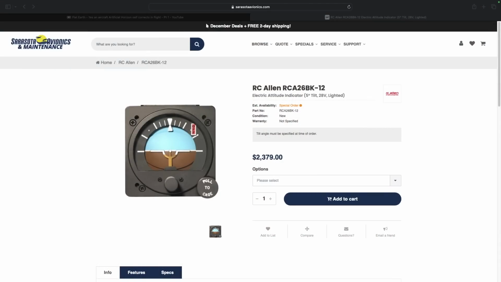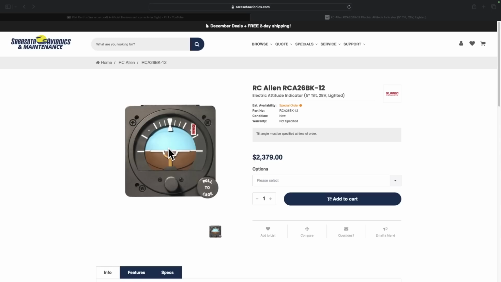So let's go ahead and have a look at an actual attitude indicator. Now this is the attitude indicator that we're going to be using, the R.C. Allen. Notice there's a couple of features to it. First of all, this little kind of W-shaped feature here, it represents the aircraft. So that would be the left or the port wing. This is the right or the starboard wing. This is the center line of the aircraft.